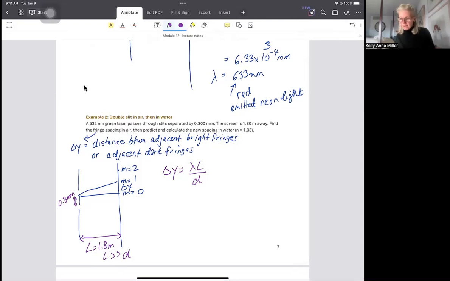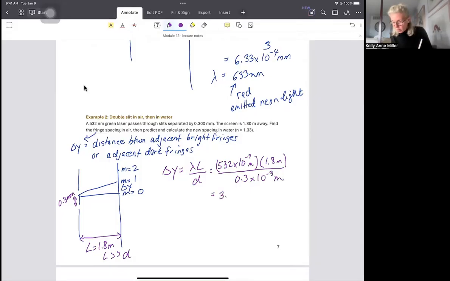Okay, so now I really just have to plug the numbers in, right? Because I'm told that it's 532 nanometers, which is 532 times 10 to the negative 9 meters. And then I'm going to multiply that by L, which is the distance between the slits and the screen. So that's 1.8 meters. And then divide that by the distance between the slits, which is tiny, 0.3 times 10 to the negative 3 meters. Okay, and so that gives me a distance of 3.19 millimeters.